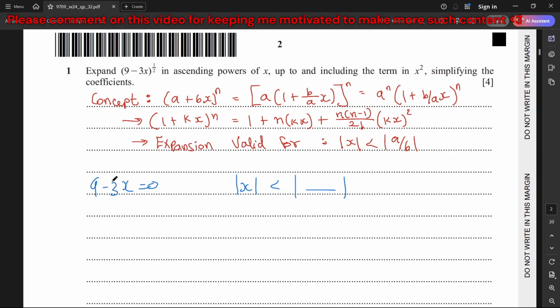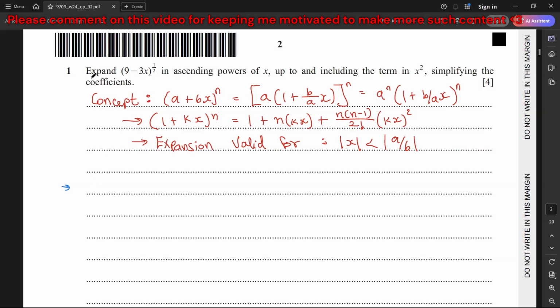If I write it, I'm going to get minus 3x equals minus 9. My x will be equal to 9 by 3, which is 3. So you can say that in this case it is going to become simply modulus of x less than 3. It's going to be valid for that. I've also given a formula for that. Even though for this question it is not required, a good sign of a student is to mention this in the expansion. Anyways, with this given, let's start the given question.